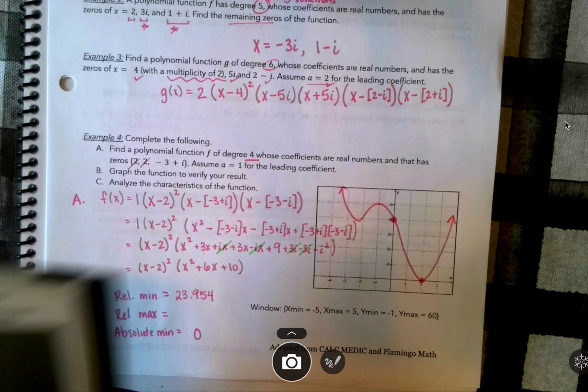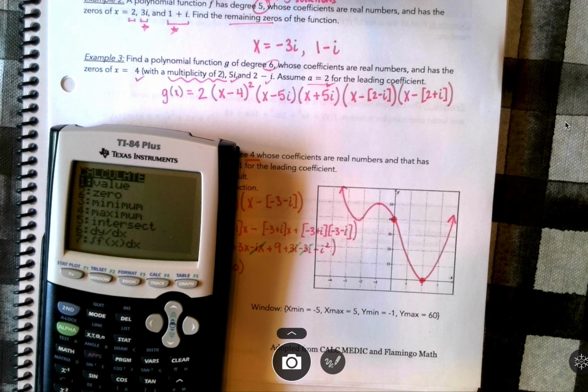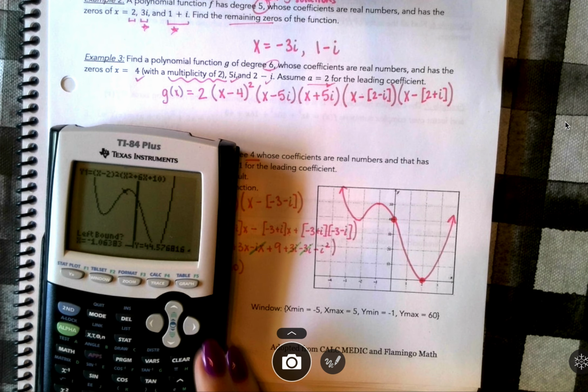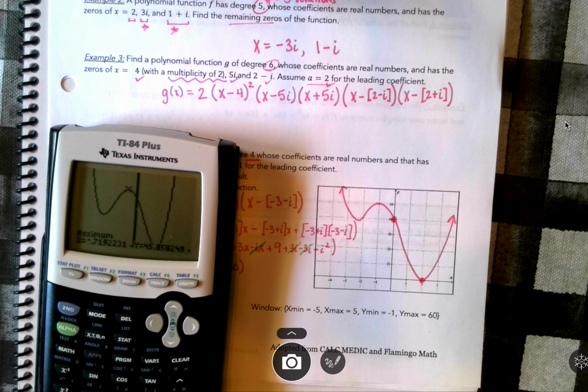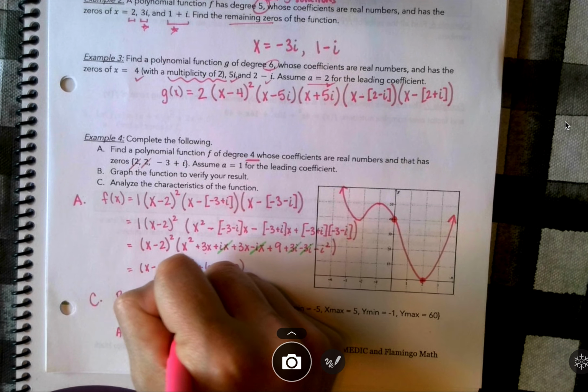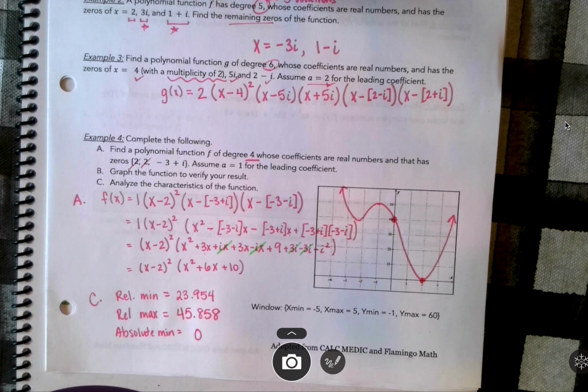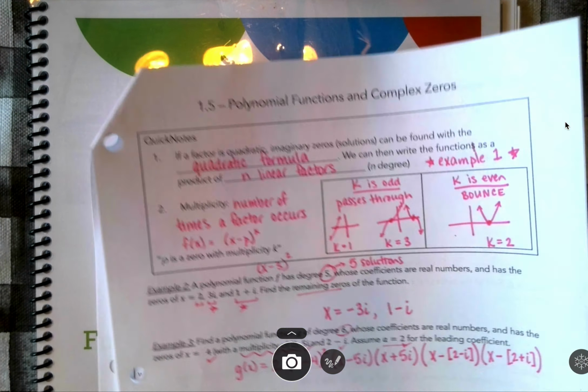And then my relative max, let's figure out that one. So I want option 4. Left bound, so just to the left of it. Right bound, just to the right of it, and then guess is enter. My y value is 45.858. So I have some characteristics for my function. We're going to look at one more example just until we get like a barrier in our notes. So let's go ahead and flip, and then we're going to look at example 5.